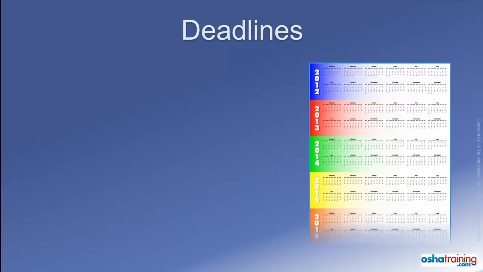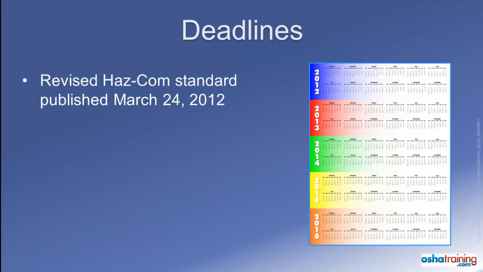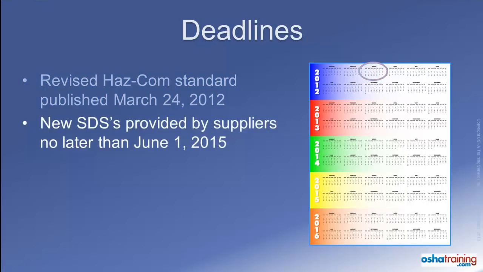The revised Hazard Communication Standard, which requires the use of GHS compliant safety data sheets, was published on March 24, 2012. Manufacturers and distributors of hazardous chemicals and products have until June 1st of 2015 to begin distribution of the new safety data sheets. However, many of them have already started providing safety data sheets that meet the new format or will do so long before the due date.